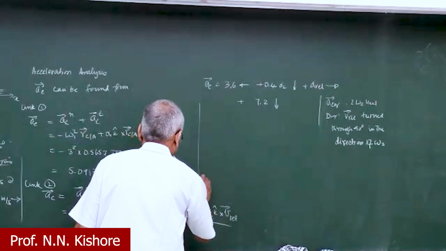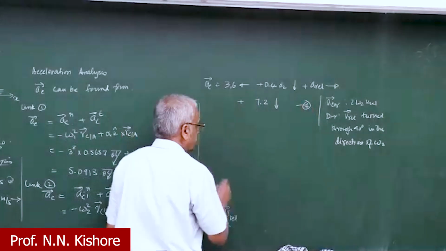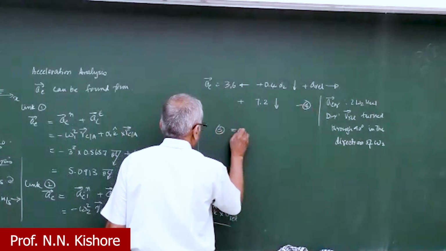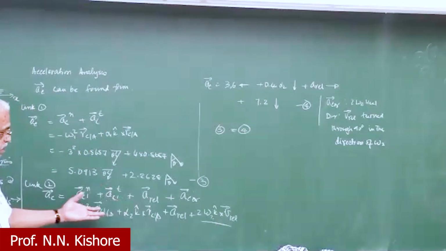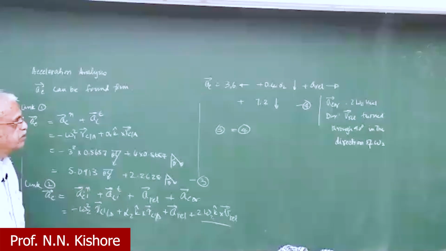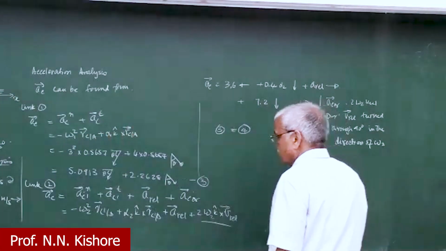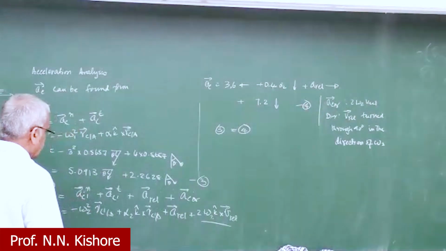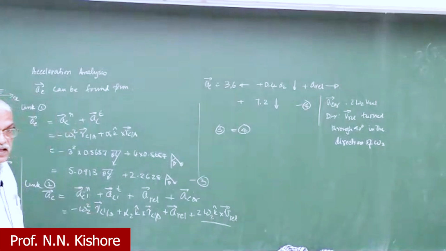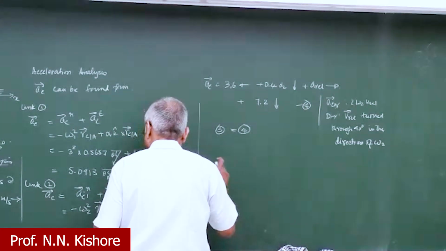And the solution for this one will be, if you solve it, then ARL you get as 1.6 meters per second square, and it turned out to be positive. That means whatever assumption we made was okay, and alpha 2 turned out to be -5 radians per second square. So this is how you can do it.